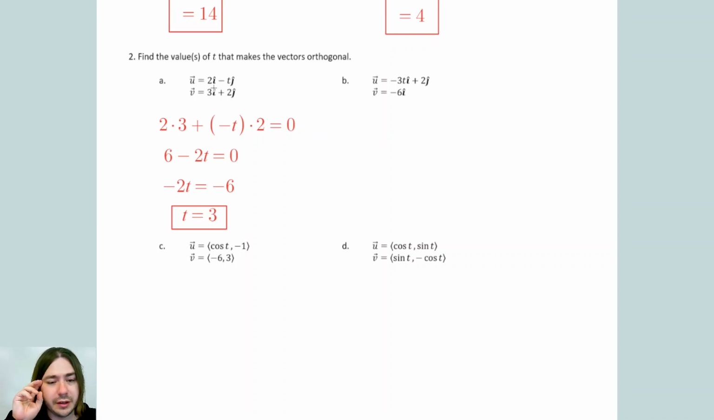And we could see that visually. If you were to actually plot this out, 2, negative 1, 3, 2, you'll see that those two vectors are separated by 90 degrees.